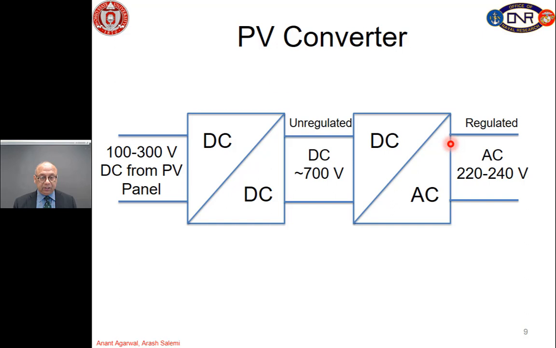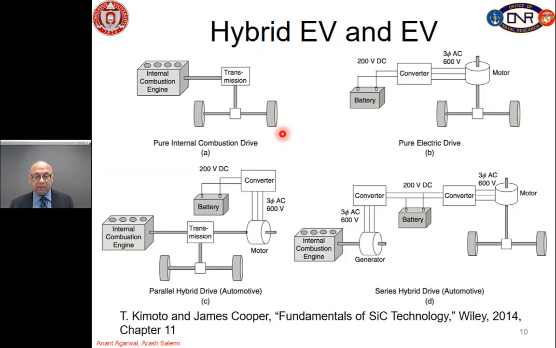So, the first stage is converting the incoming DC into a higher voltage DC, so say roughly 700 volt. And then the purpose of the second stage is to take the 700 volt DC and convert it to a regulated AC with an RMS value of 220 to 240 volt AC. So, again, this is very widely used in PV converters, this kind of configuration. The details may change depending upon the input and the output needed, but the principles are the same.